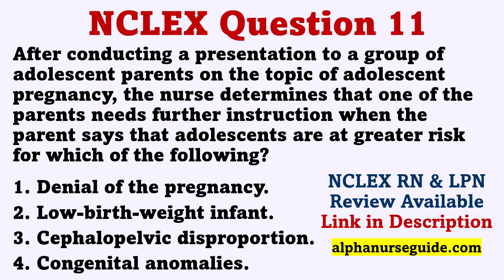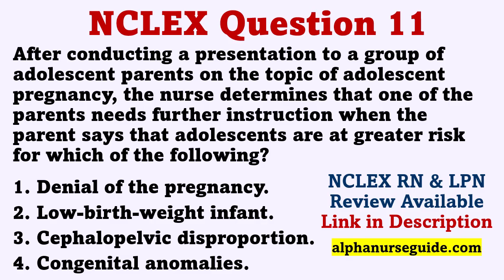The correct answer is 4. Additional teaching is needed when the parent says that adolescents are at greater risk for congenital anomalies. Although adolescents are at greater risk for denial of the pregnancy, lack of prenatal care, low birth weight infant, cephalopelvic disproportion, anemia, and nutritional deficits, and have a higher maternal mortality rate, studies reveal that congenital anomalies are not more common in adolescent pregnancies.